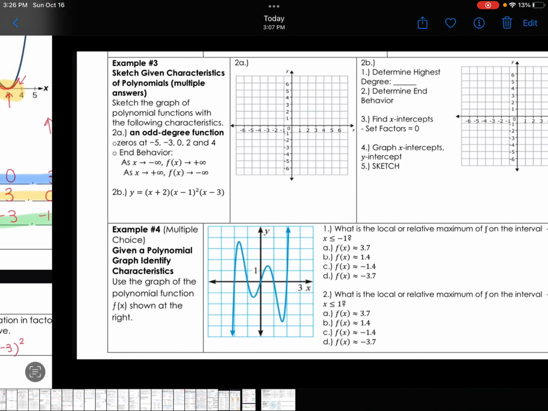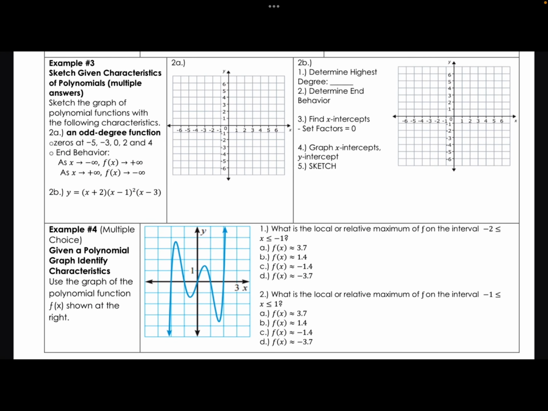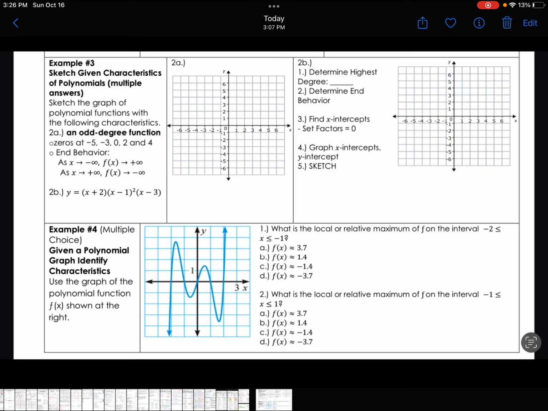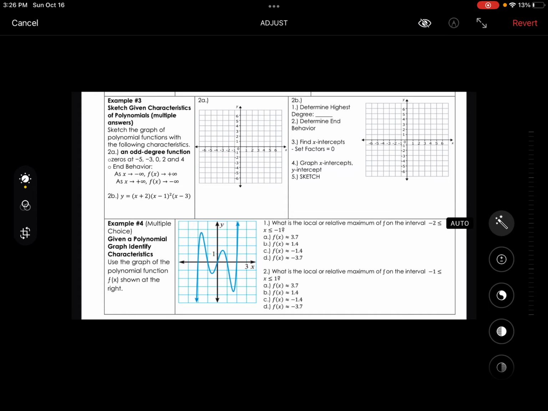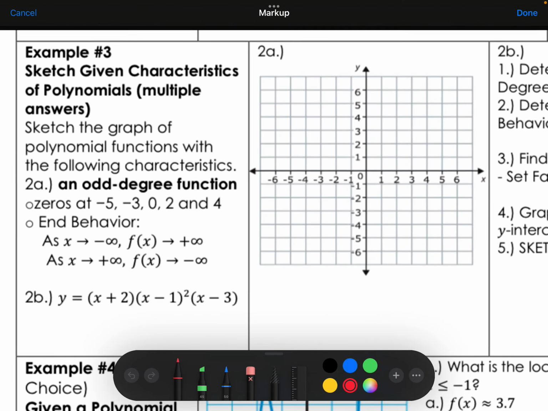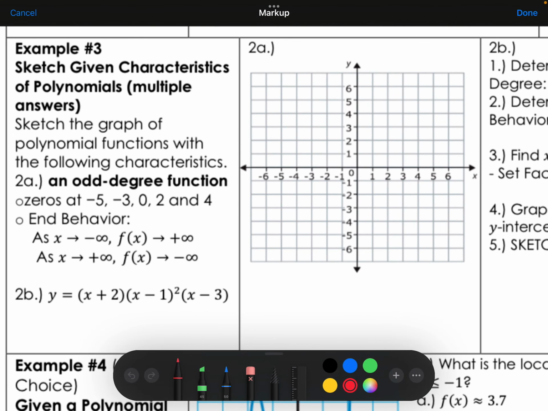Alright, and the last page, sketch the polynomial given the characteristics. We don't want to delete it. Okay, so sketch the graph of the polynomial functions with the following characteristics. Alright, so we have a 0 at -5, -3, 0, 2, and 4.